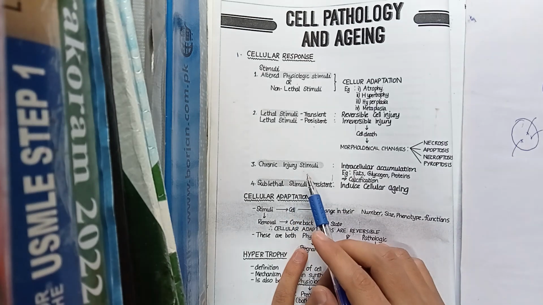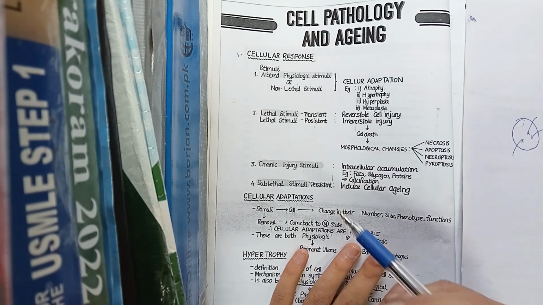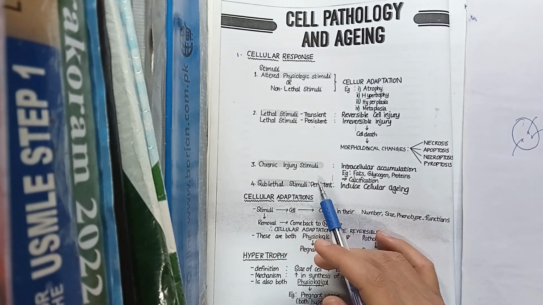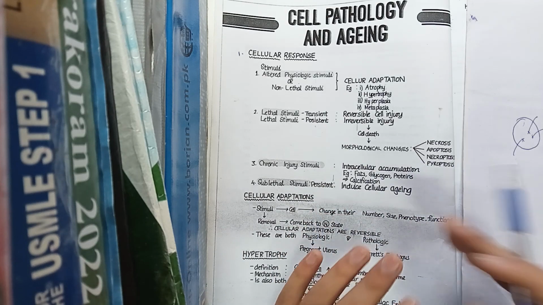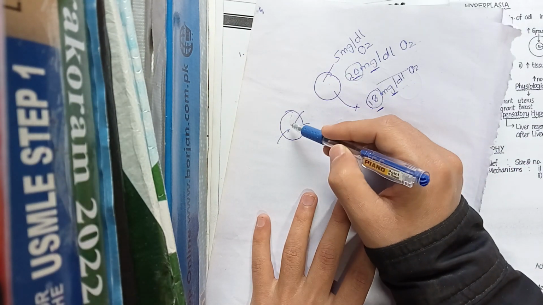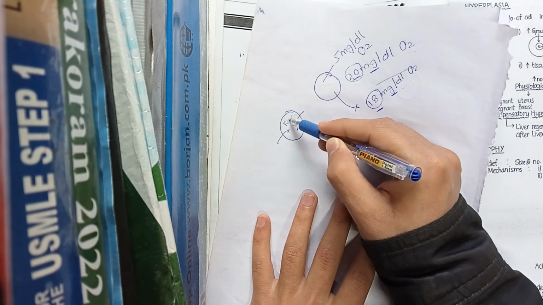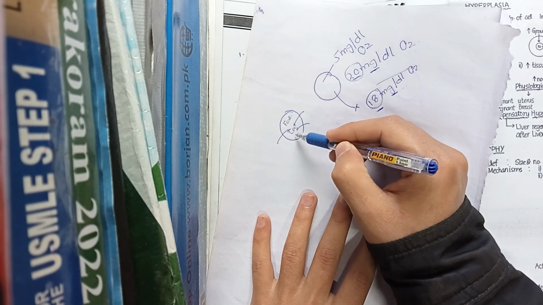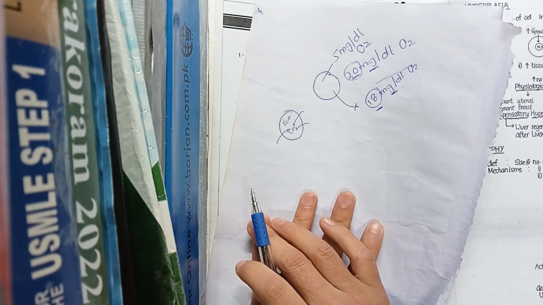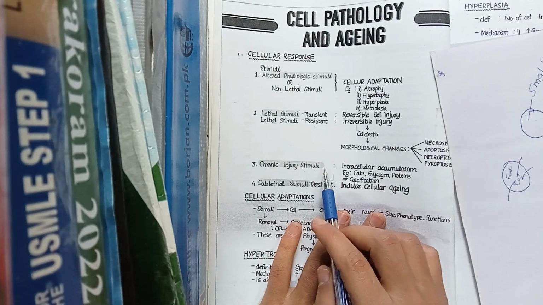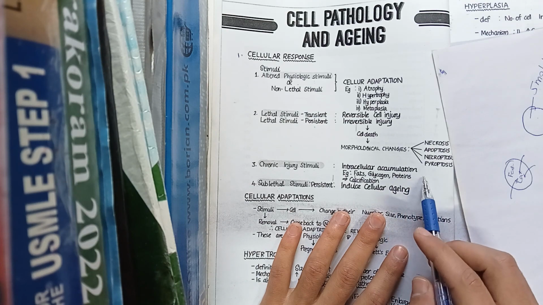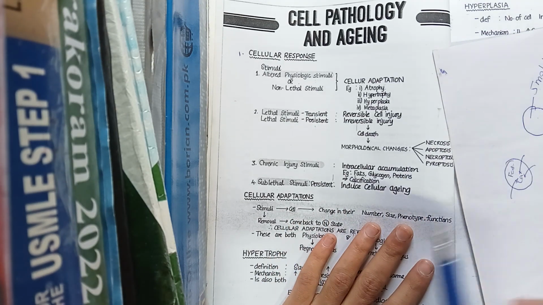Now a third is chronic injury stimuli. How will the chronic injury stimuli develop? It is very simple: the chronic injury stimuli will develop upon intracellular accumulation. It means that it is a cell and there is accumulation of fats, calcium, glycogen or protein. So what type of injury will we call it? Chronic injury stimuli. Intracellular accumulation by fats, by glycogen, by proteins and by calcification.